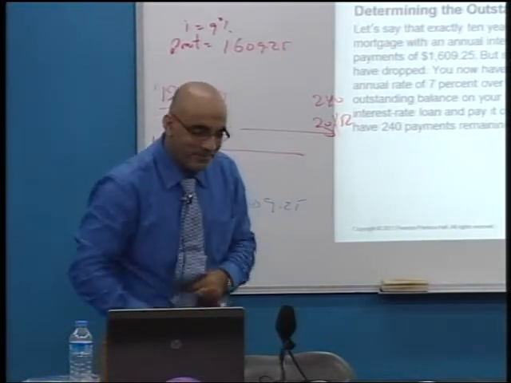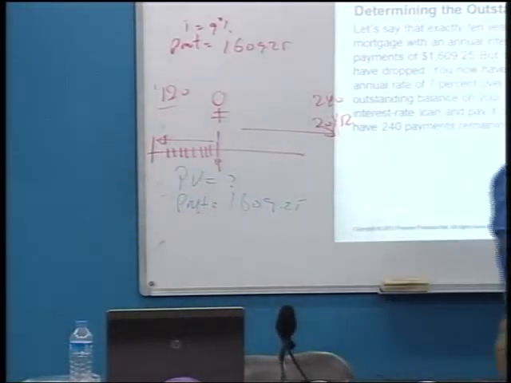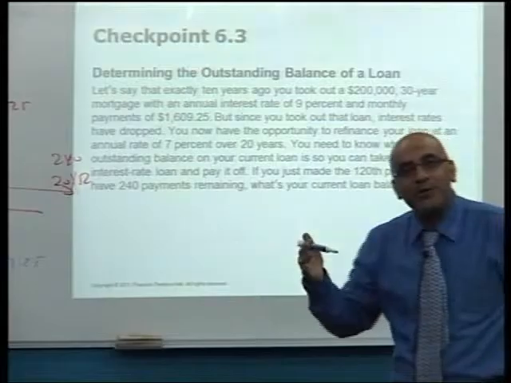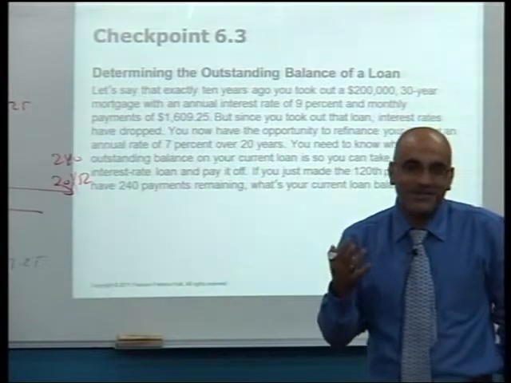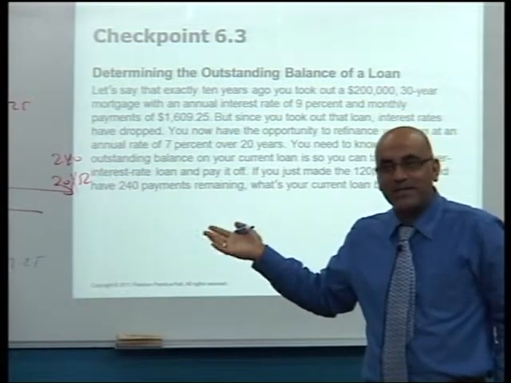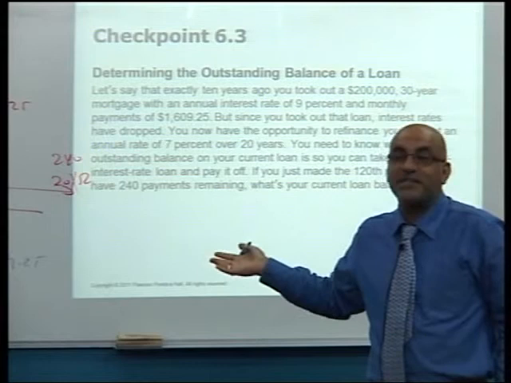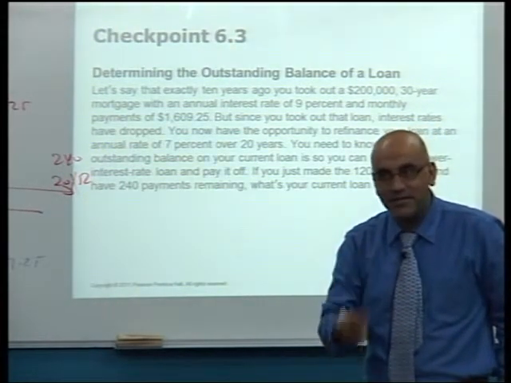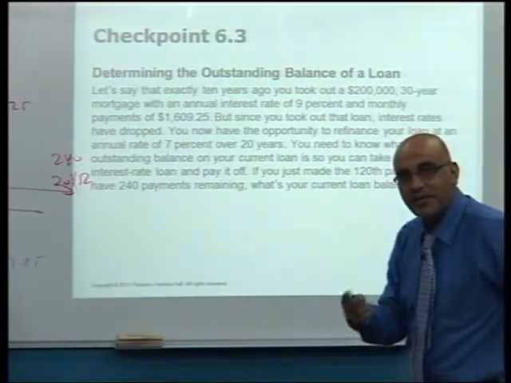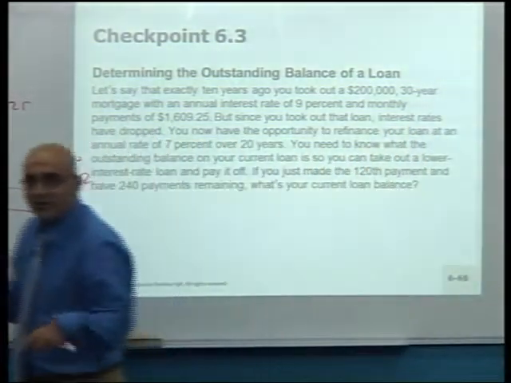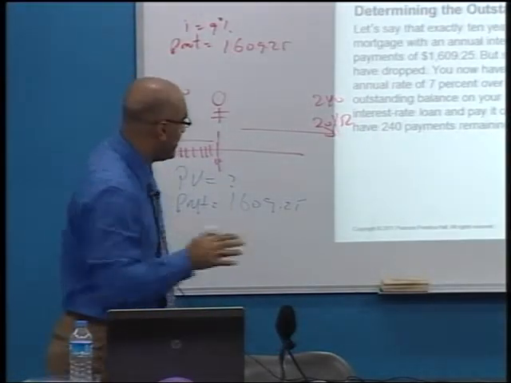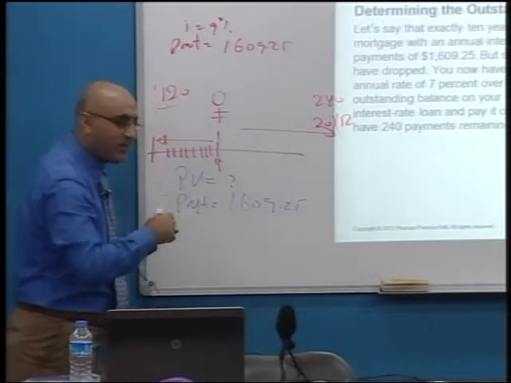You are right, but wrong. Because the 1,609 includes the interest. This is the payment, and the payment includes the interest and the repayment of principal. Very simple. Very, very simple. Don't think of it in a very difficult way. Now, the payment is 1,609.